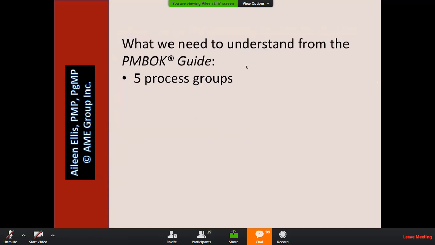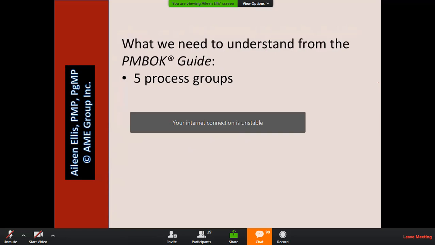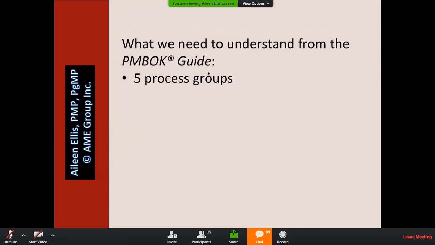So for the exam, based on what we covered today, you need to understand the 5 process groups. So first, that there are 5 process groups. You need to know the names of each of the 5 process groups, and you need to know what happens in each of the 5 process groups. You need to know initiating occurs before planning, planning before executing. You need to know which processes are part of which process groups.